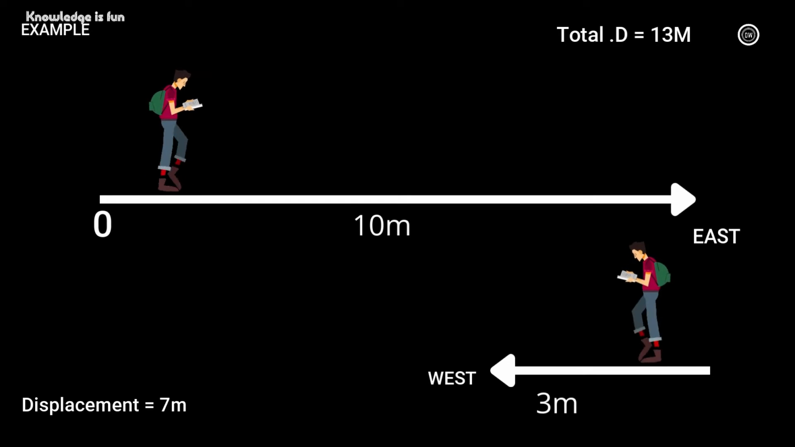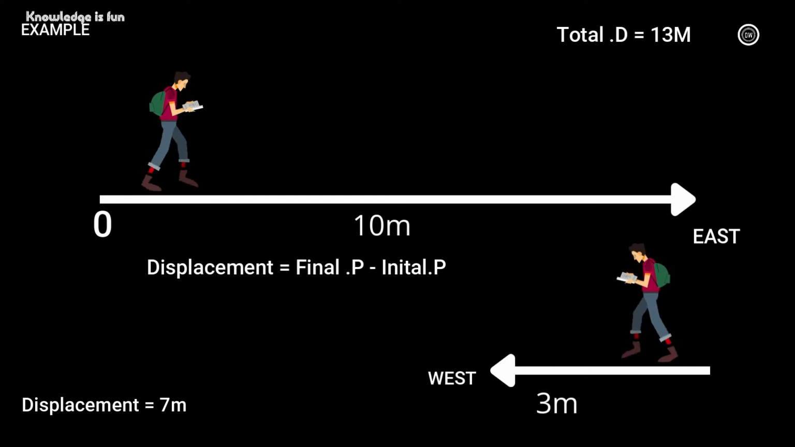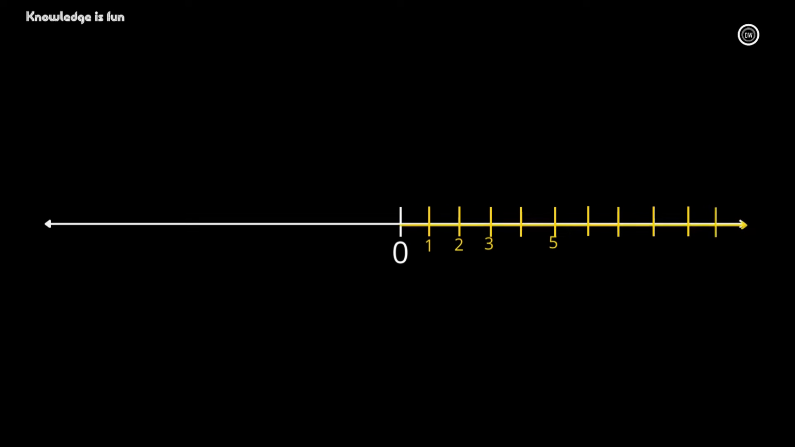Rather, his displacement is not 13 meters but 7 meters. How did we come about this? I will explain. Displacement is the difference between the final position and the initial position. Now the initial position of the boy is 0 and the final position of the boy is 7. Okay, I'm going to explain this. I'm going to use a number line to explain this so you can understand very well.